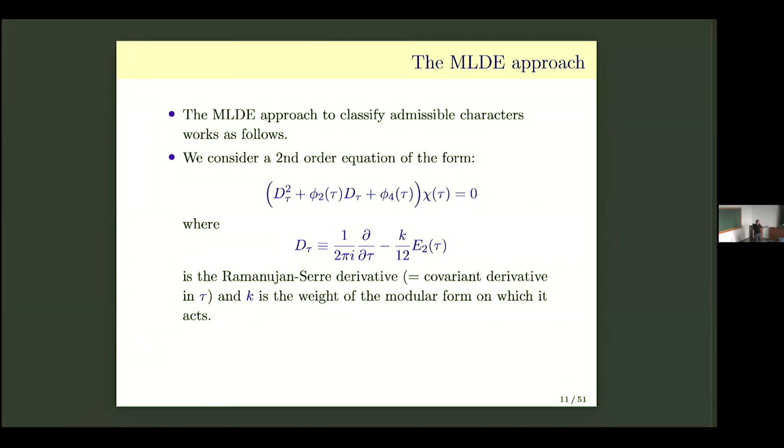So I use that derivative and I assume a second order differential equation. So the most general one is with d tau squared, d tau, and 1. And in this case and this case, I give it coefficients, which I call phi 2 and phi 4. At the moment, I treat them as arbitrary functions of tau.